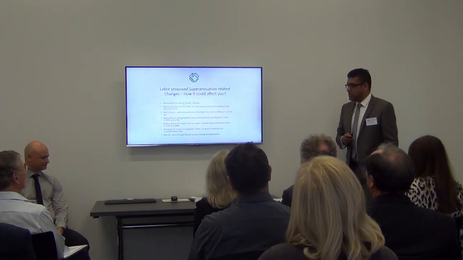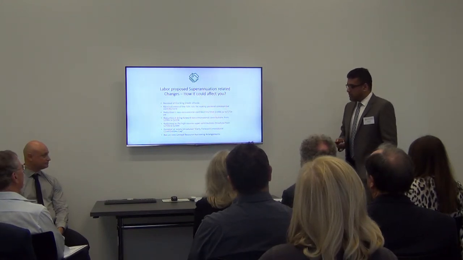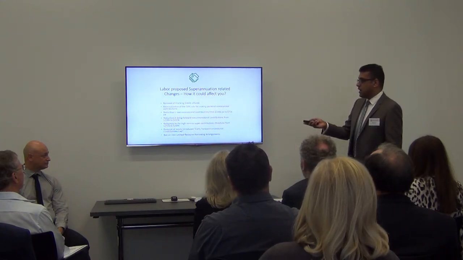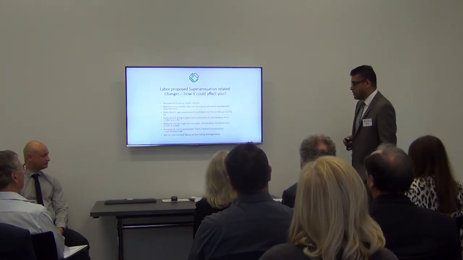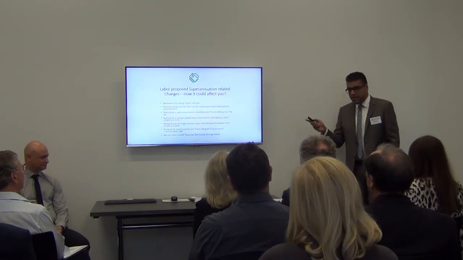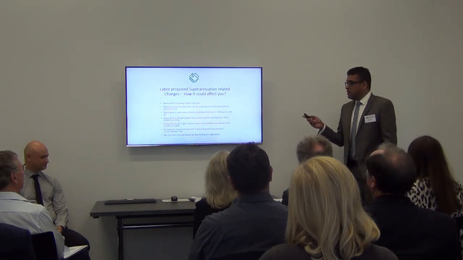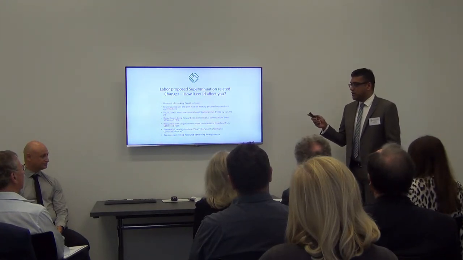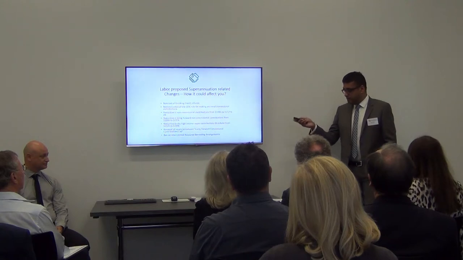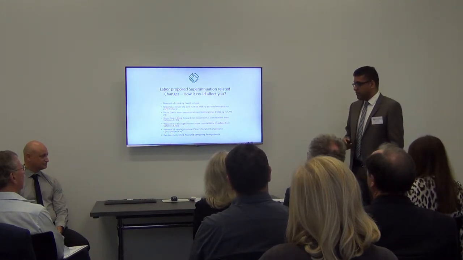What Labor is proposing is to reduce it to $225,000 as well, so that will be discussed. Reduction to the high income contribution threshold from $250,000 to $200,000. What it means is a person who is earning $250,000 a year would end up paying more tax in the Labor proposed changes, and that would be the last one we'll be looking at.